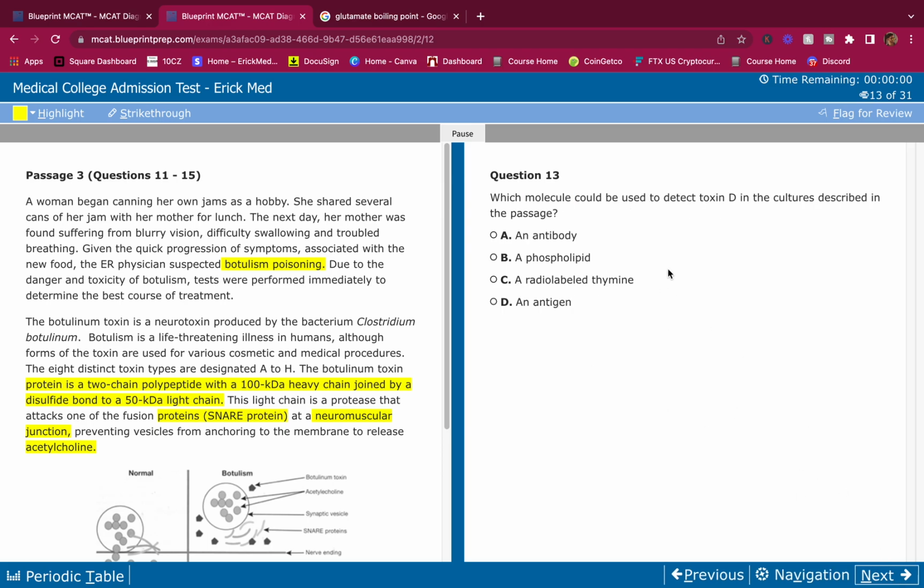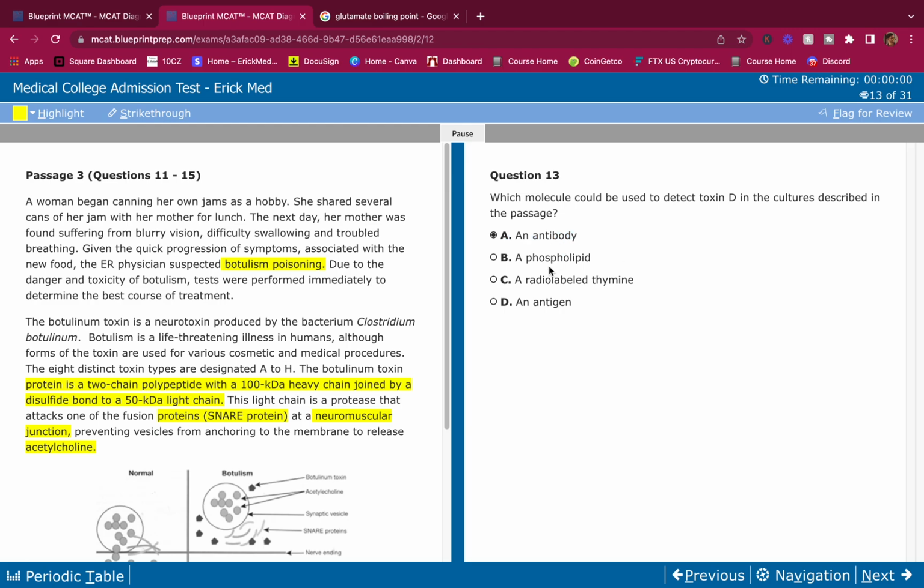Which molecule could be used to detect toxin D in the cultures described in the passage? Guys, antibody is your best friend. There is nothing better at detecting a specific protein, a specific molecule, than an antibody. Antibodies are very, very specific. Think about it, there's an antibody for all these bacteria out there. So antibody is a great answer choice.